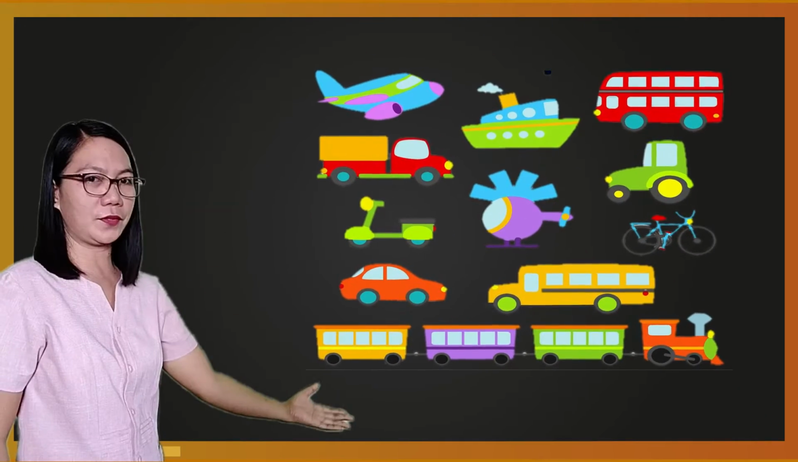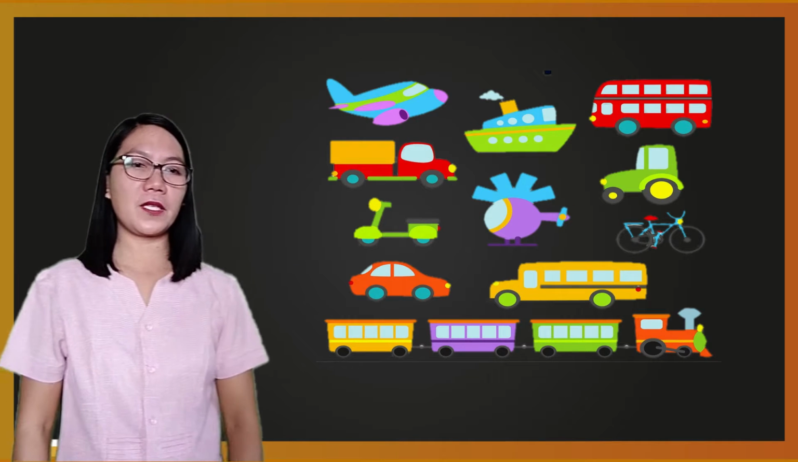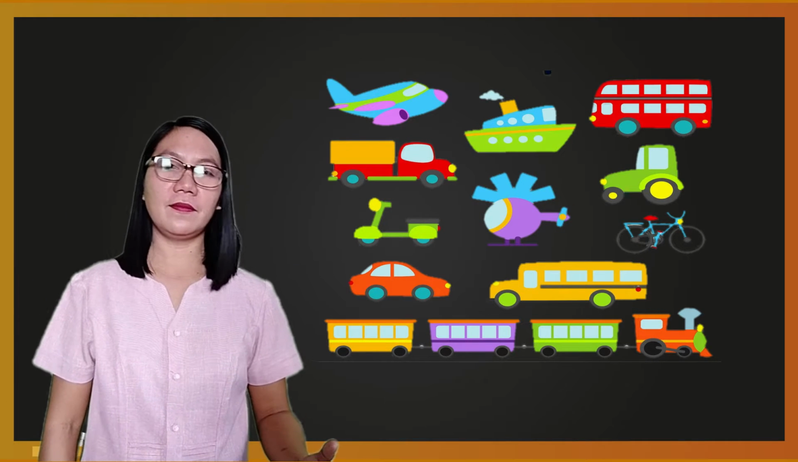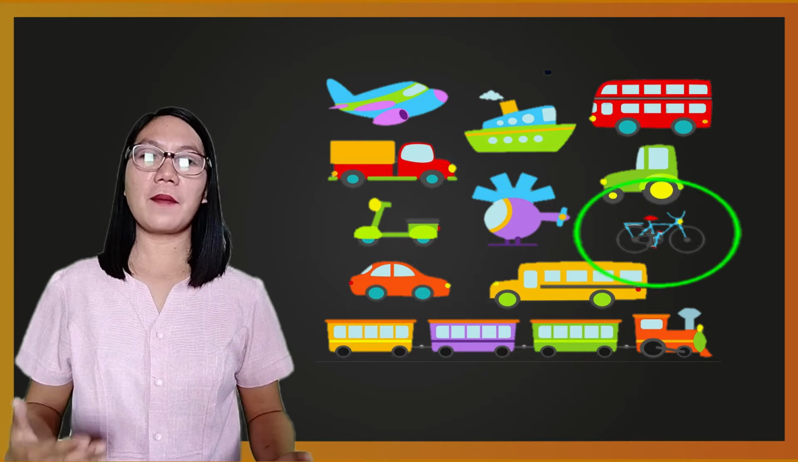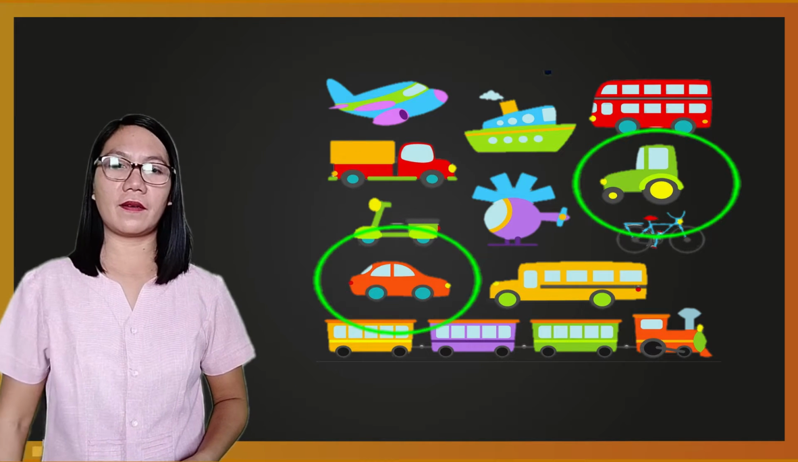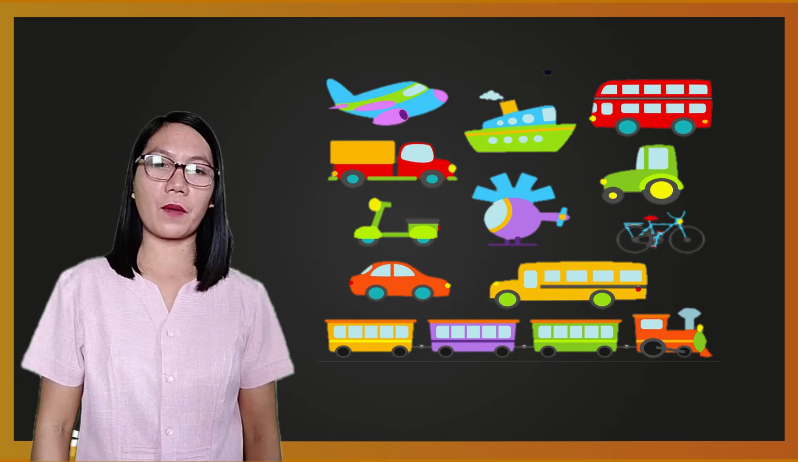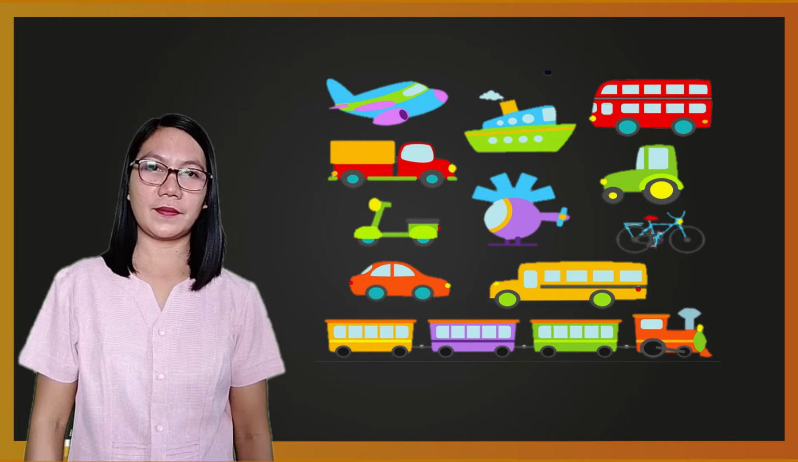Let us now start looking at our modules. Study the picture shown. What can we see in the picture? Can you name them? A bus, an airplane, a boat, a bicycle, or a car? What do you think is the purpose of these things?